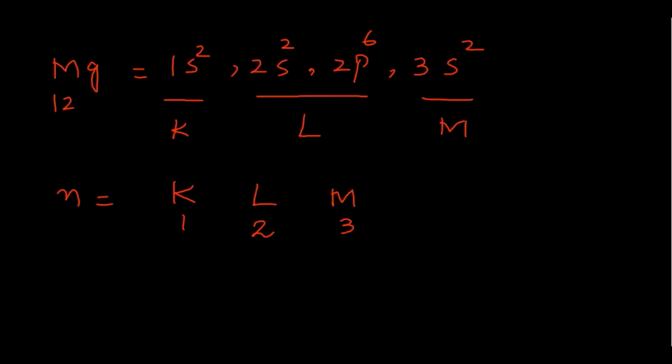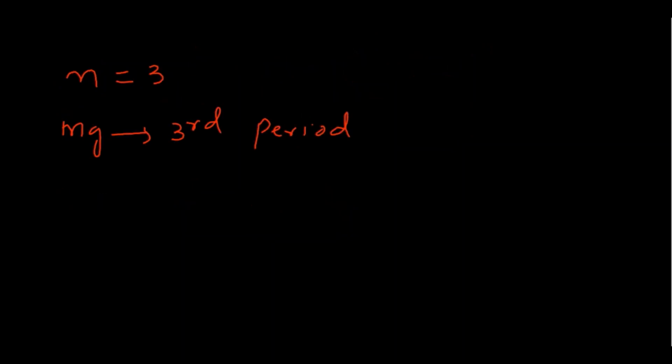Now we will find the group of magnesium. We will see the number of electrons present in the valence shell. This is the valence shell of magnesium. How many electrons are present? 2 electrons. In the valence shell of magnesium there are 2 electrons, so it must be present in group 2A of the periodic table. Magnesium belongs to group 2A.